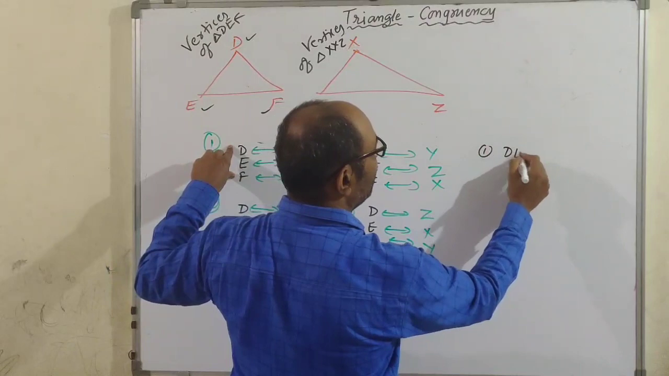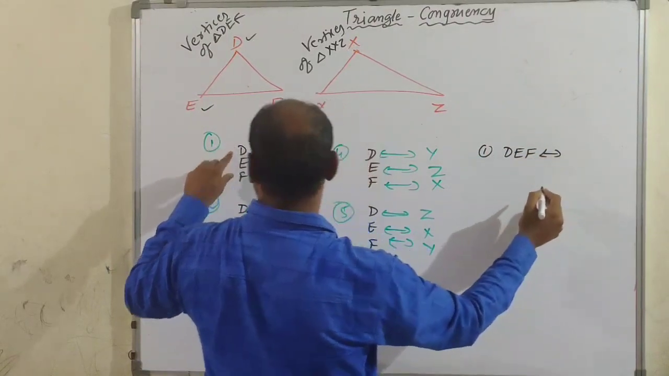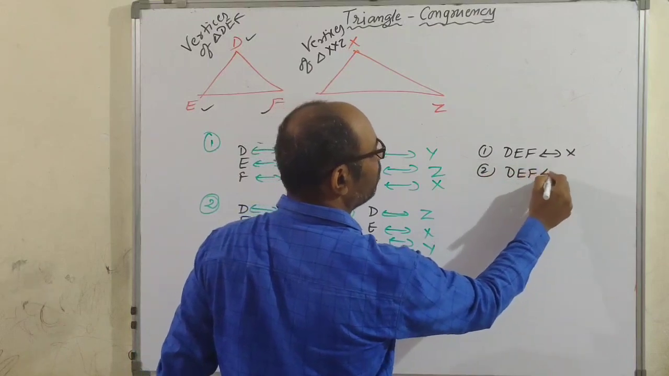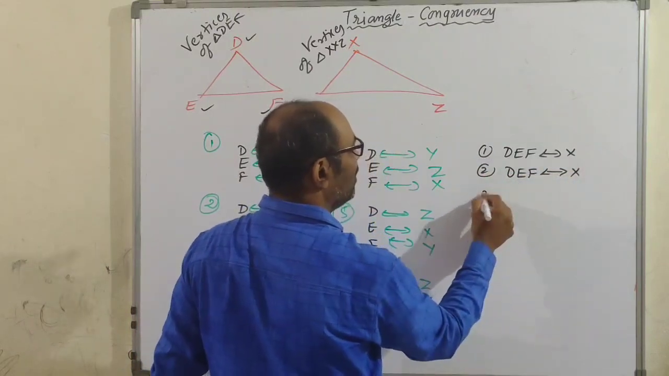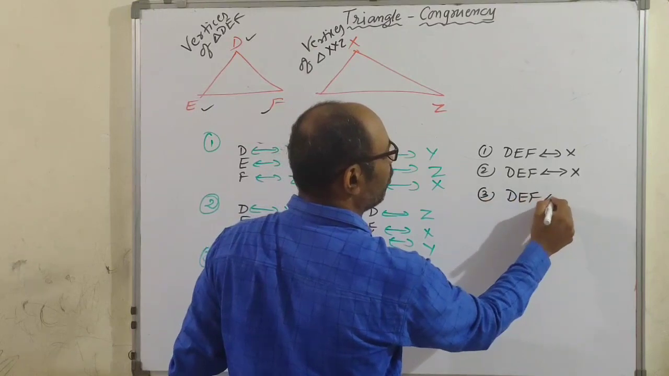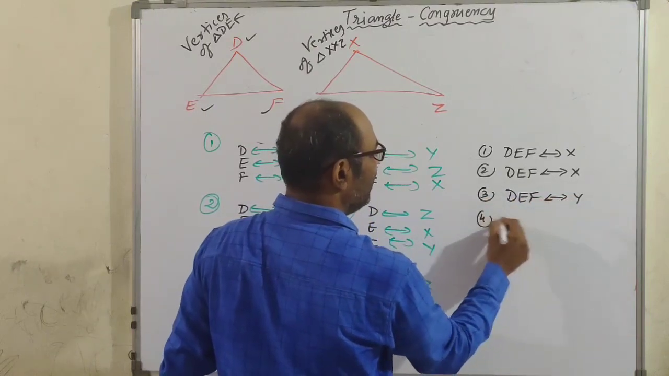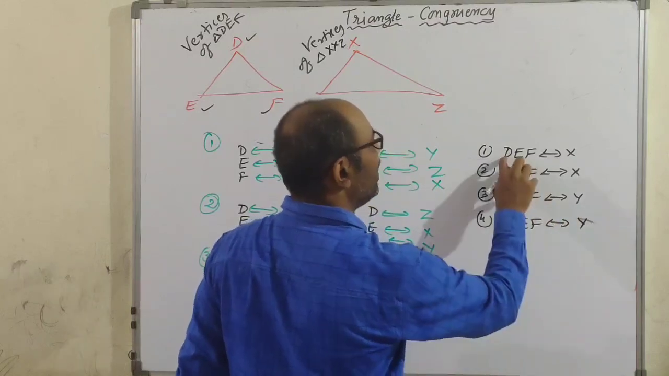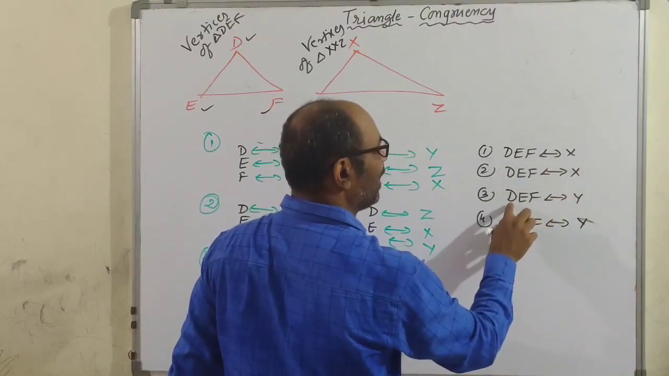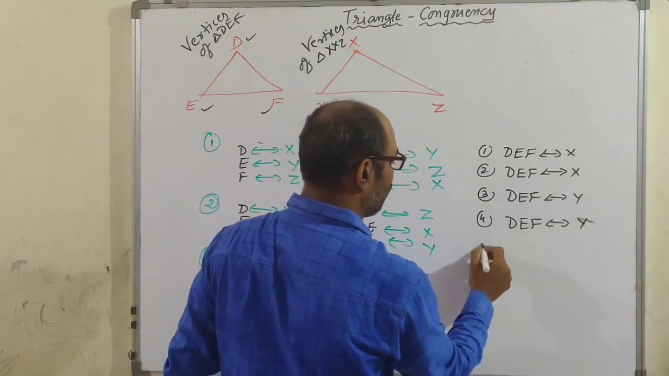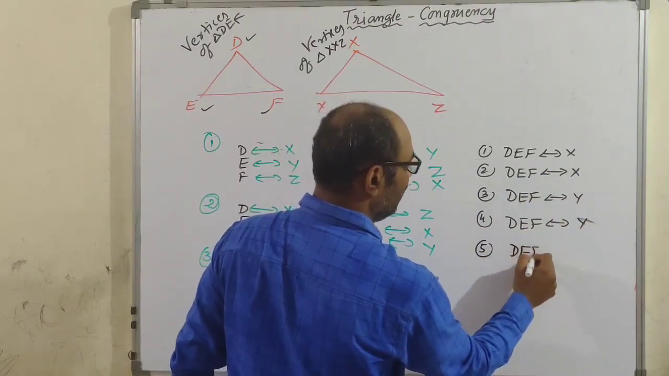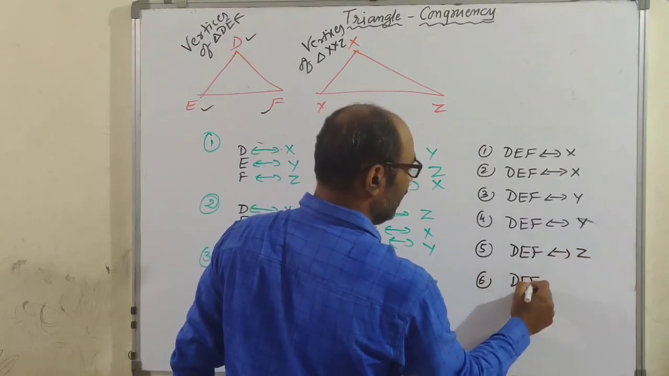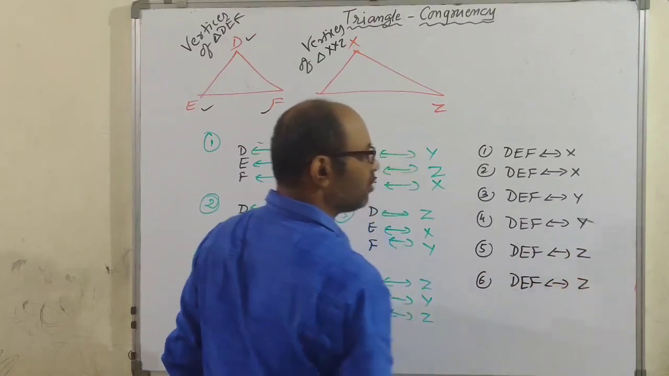First correspondence: DEF corresponds to x. Second, DEF corresponds to x. Third and fourth, D corresponds to y, D corresponds to y. Fifth, DEF, where D corresponds to z. And sixth, DEF, and D corresponds to z.